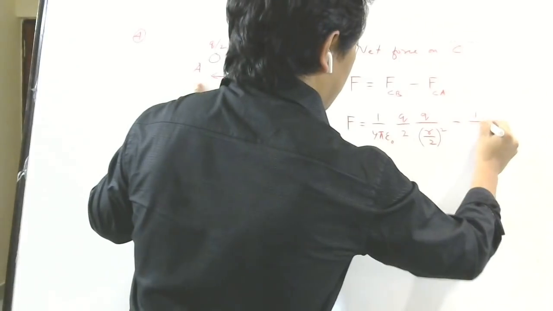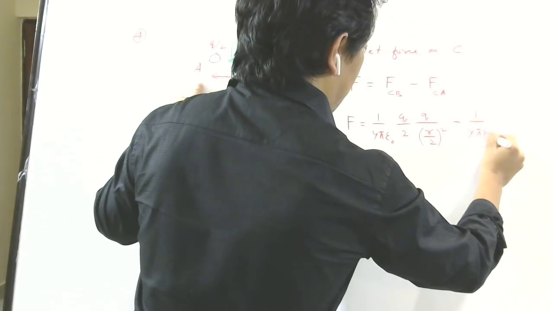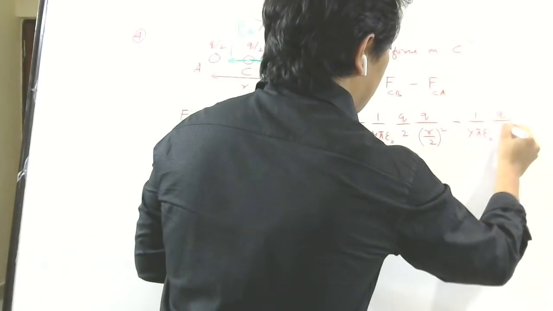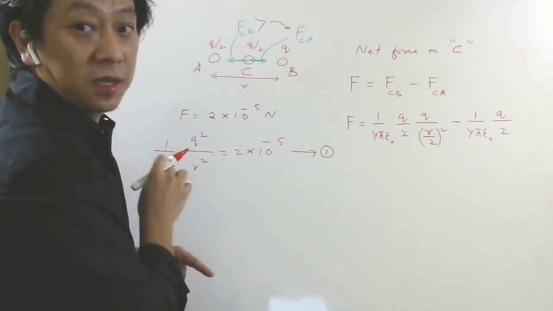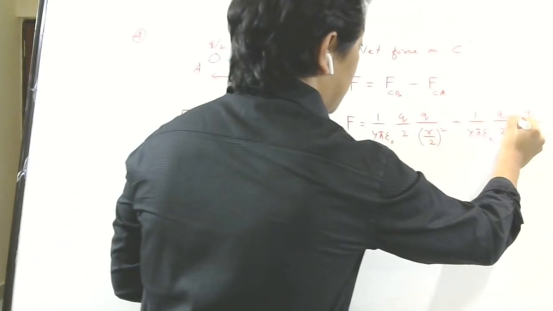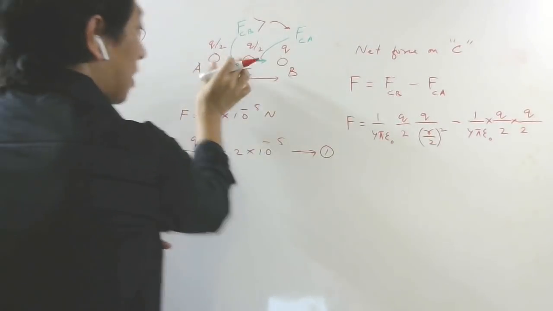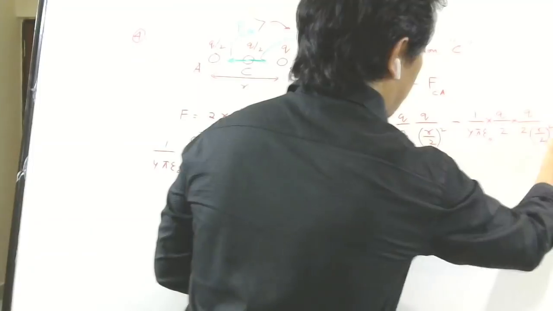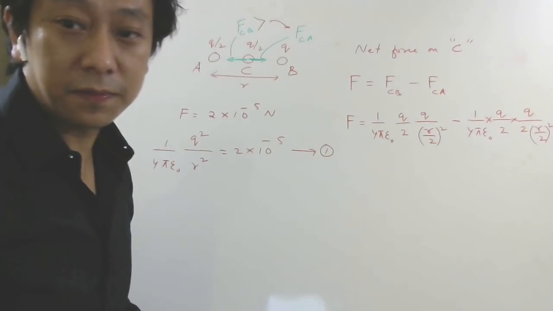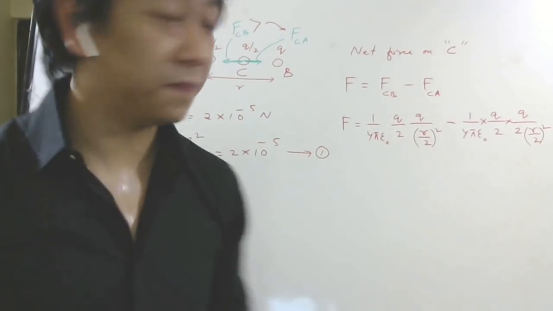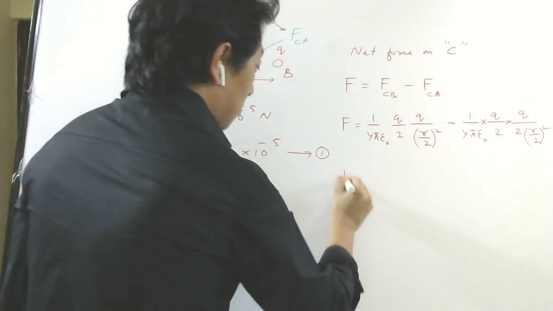So use Coulomb's law. 1 by 4 pi epsilon naught. Charge on C, Q by 2. Charge on A is also Q by 2. Divided by this distance, which is also R by 2. So R by 2 whole square. Right? It's visible, right? Let me slightly adjust. Okay. So let's see what will come now.